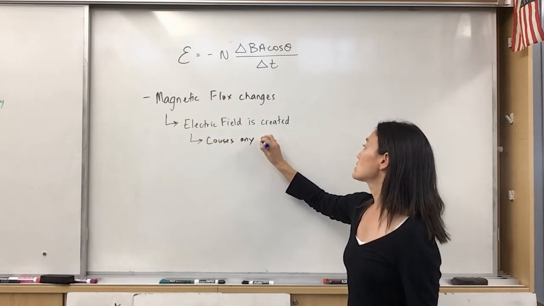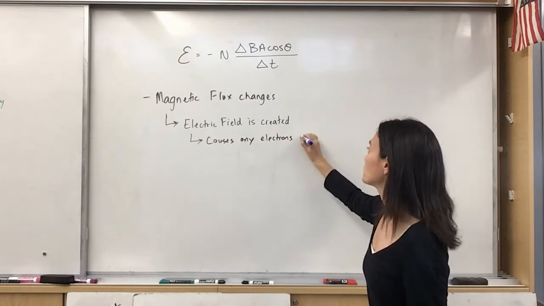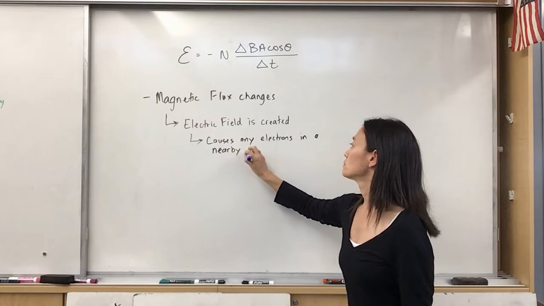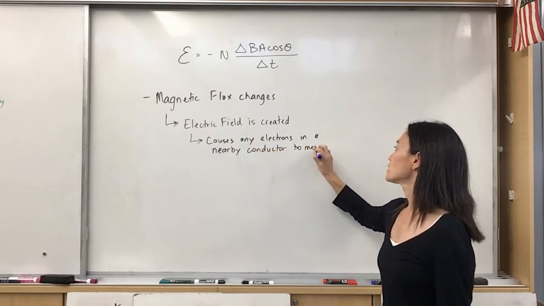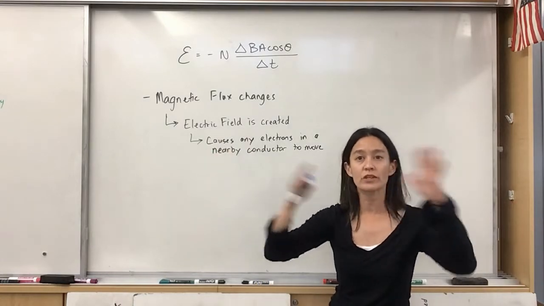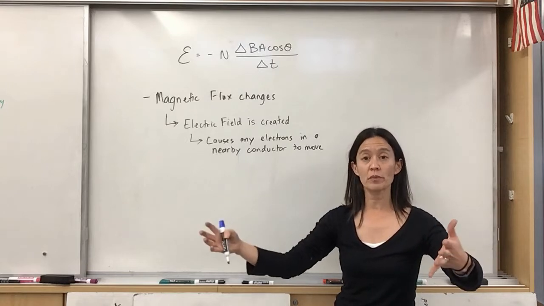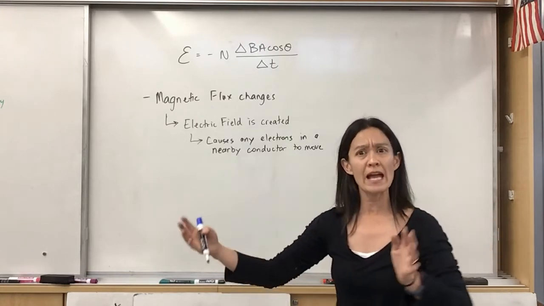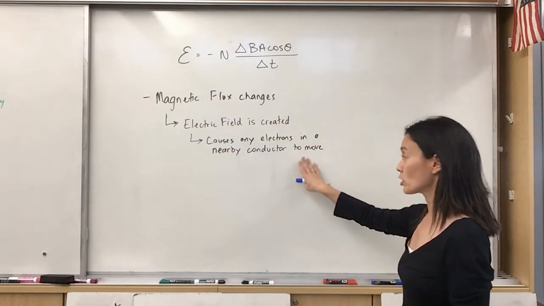any electrons in a nearby conductor to move. It's got to be a conductor because conductors allow the electrons to freely move within them. So if I have a wire and there is a changing magnetic field nearby, there's going to be a new electric field. If all of a sudden there's a new electric field, those electrons are going to be like, hey, I want to go against that new electric field. Okay? So any electrons in the nearby conductor are going to move.